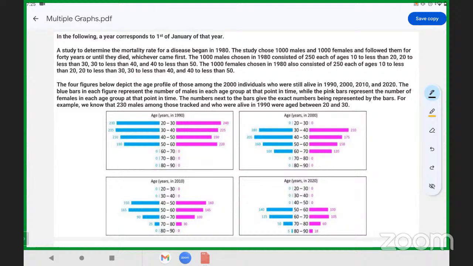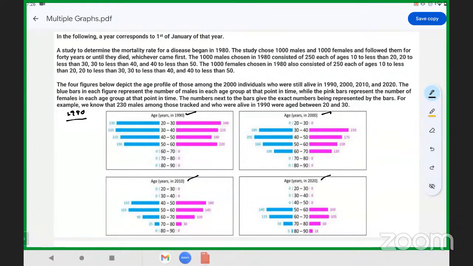So let us start with the case. What is given? This set is regarding mortality rate. Let us start with the first statement: a study to determine the mortality rate for a disease began in 1980. If you look at the graphs, we have graphs for 1990, 2000, 2010, 2020. So we don't have any data for 1980, but the data from which we have to start is 1980. So the base data for us will be 1980.